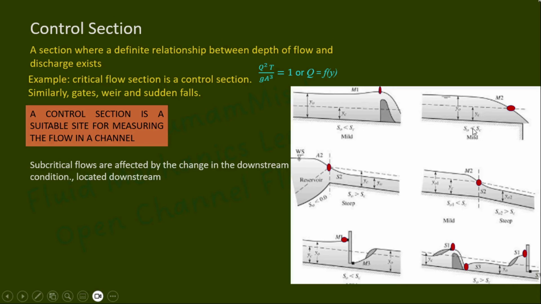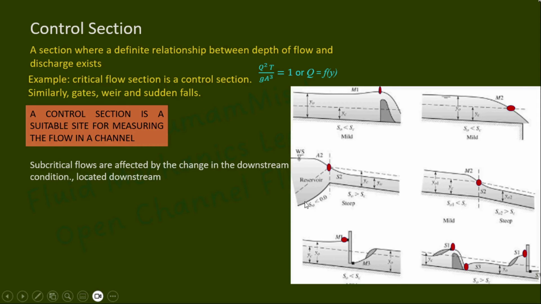Similarly, the M2 profile also occurs in a mild slope channel. From this figure, you can see that the M2 profile crosses the critical flow section. At this point, the flow is critical, that means a definite relationship between the discharge and depth is available. So the computation starts from this point towards the upstream side. Whenever there is subcritical flow, the control section is located at the downstream point.